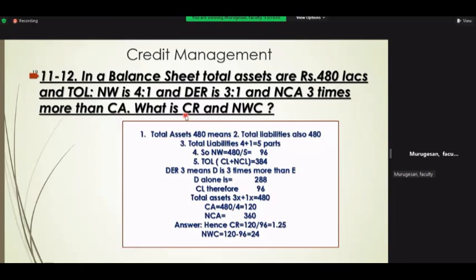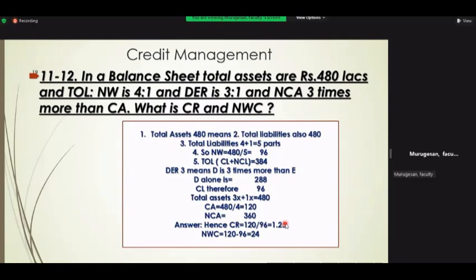Current ratio is how much? Current assets, how much? Yes, 120 divided by 96, so 1.25. NWC is 120 minus 96, 24 lakhs. Actually, it will not be 24 crore or 24 lakhs or 24,000; it will be expressed in quantum. This is a ratio. Okay, got it.